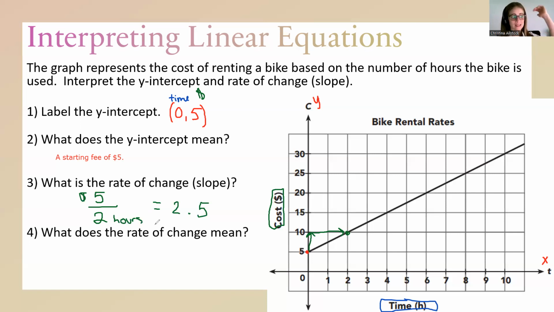So we know that our rate is $5 for every 2 hours, but when we simplified that to the unit rate, it's 2.5. So in proper form here, that means it's going to cost $2.50 per hour of renting that bike. So to kind of piece this all together here, we're going to have to pay a flat fee of $5. And then every hour that we rent that bike for, it's going to cost us an additional $2.50.